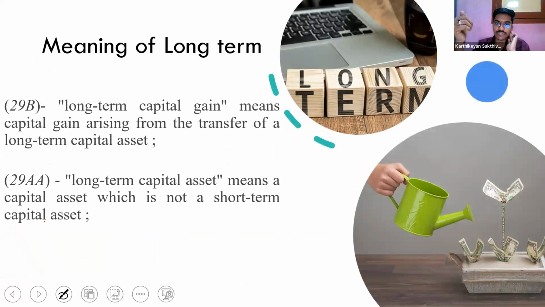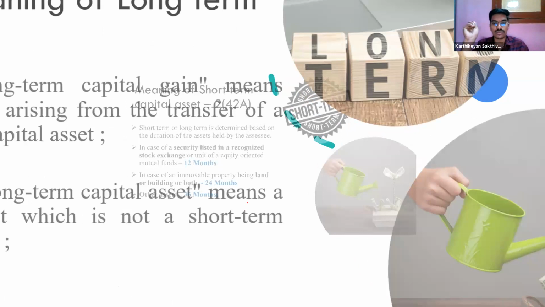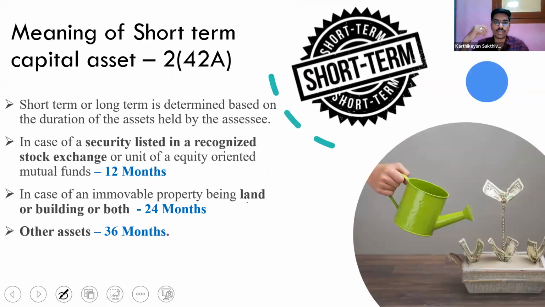Long-term capital gain is defined as per section 2(29B), which means capital gain which is arising from transfer of a long-term capital asset. A long-term capital asset is a capital asset which is not a short-term capital asset. So this is one of the easy definitions. We should just read what is short-term. So whatever is not short-term, it is to be treated as long-term, right?